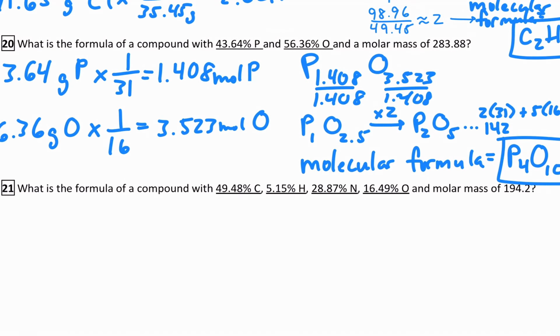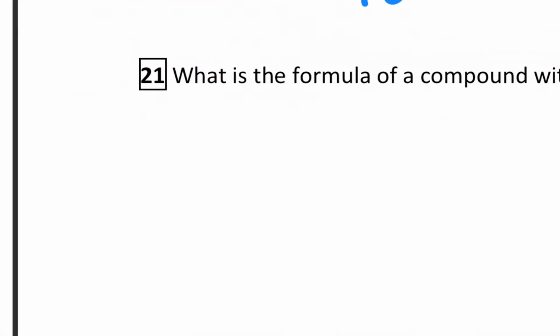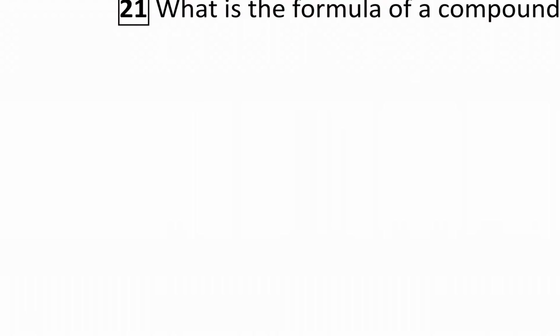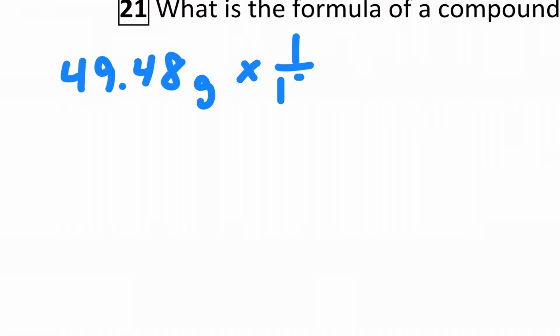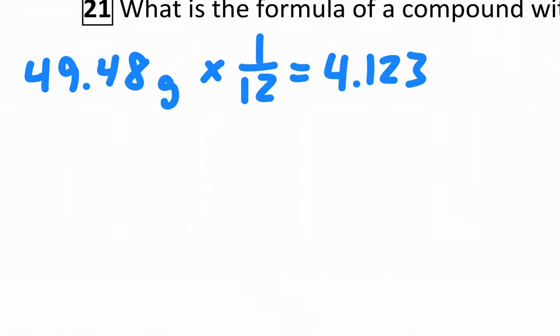There's a compound this time with 4 elements and a given molar mass. Go through the same steps we just did and see if you can get the correct formula for that. Okay, let's see how we did. So we have 49.48 grams of carbon times 1/12. I got 4.123. That's my moles of carbon.